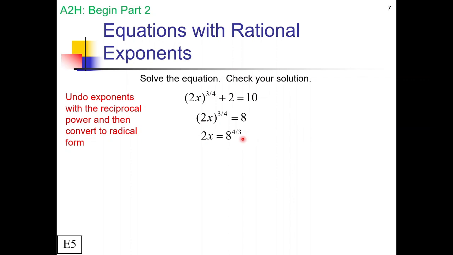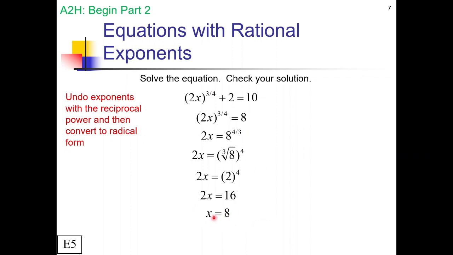And at this point, I'm going to find it helpful to convert to radical form. So this 8 to the 4/3 is really the cube root of 8 to the 4th power. And again, you have a choice whether you want to apply the 4th power first or the cube root first. Usually the root is going to make your life a little bit easier if you take care of it right away. The cube root of 8, in this case, is 2. So we have 2 to the 4th. 2 to the 4th is 16. And then dividing by 2, we end up with x equals 8.